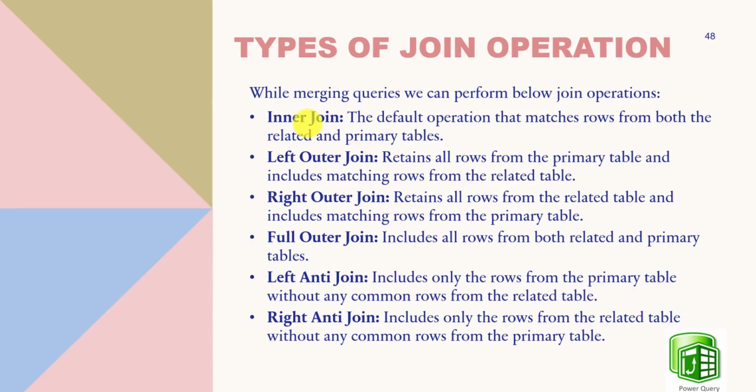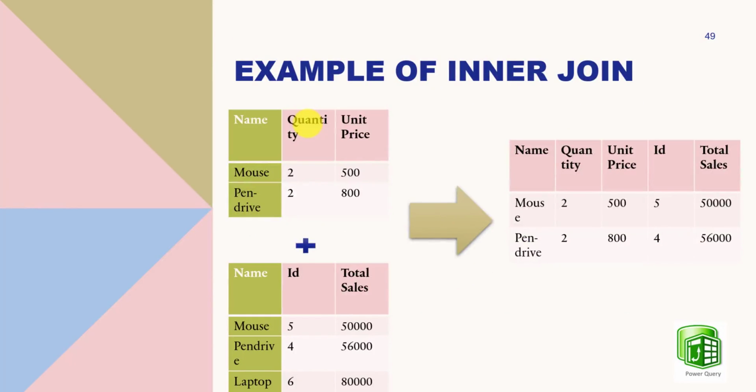Right anti-join includes only the rows from the related table without any common rows from the primary table. So here is the example of inner join. You can see name, quantity, unit price, and ID. The name column is matched because these are the common columns in both the tables. So you can see the result in inner join.